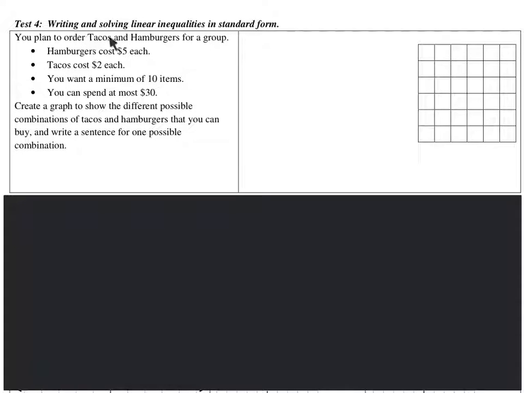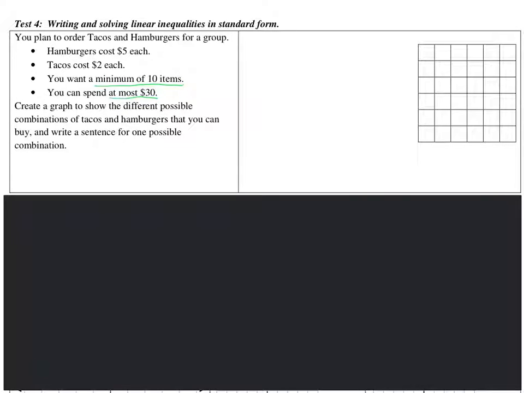You plan to order tacos and hamburgers for a group. Hamburgers are $5, tacos are $2. You want a minimum, that's kind of important, a minimum of 10 items. So the least you want is 10 items for your group. And you want to spend at most $30. So you don't want to be over $30. Those two ideas, most and minimum, are kind of important.